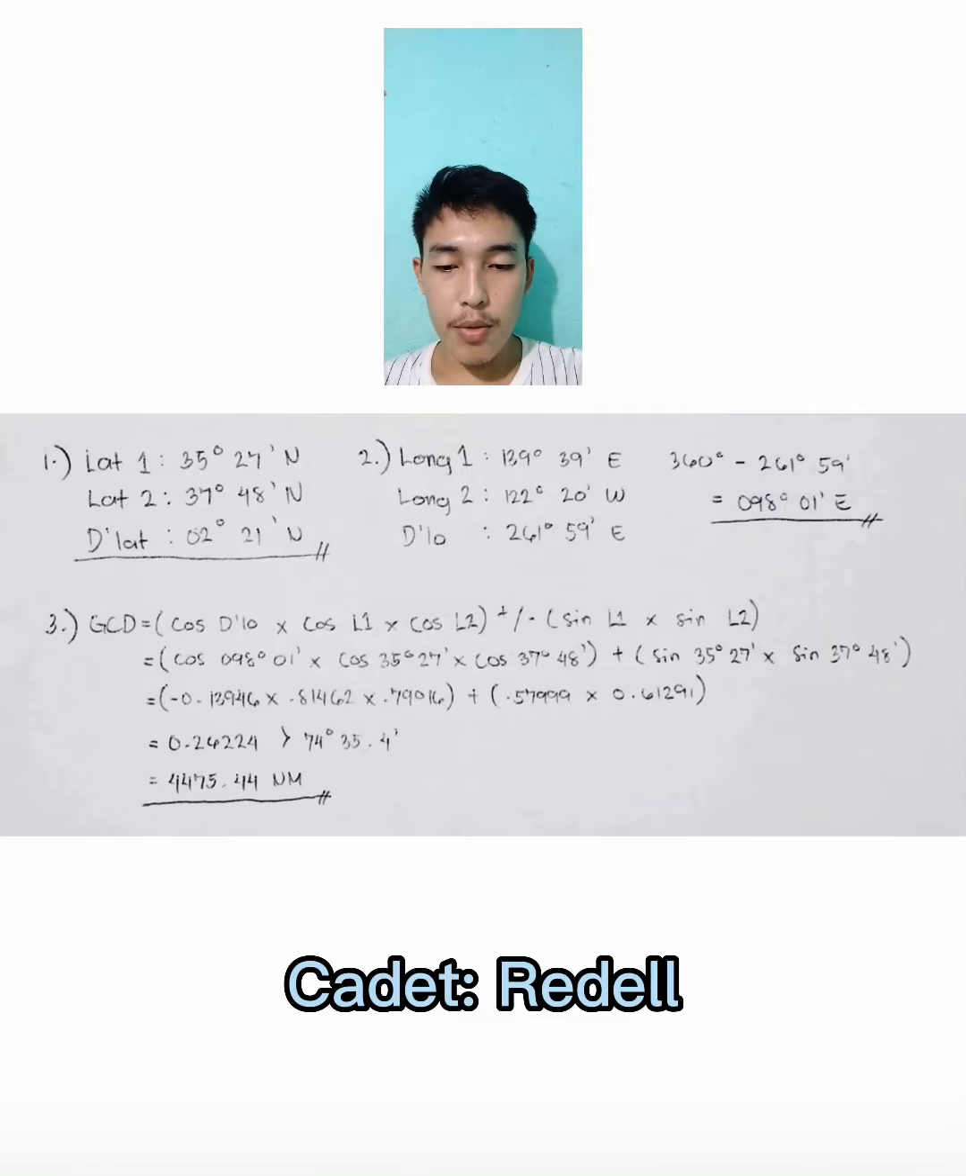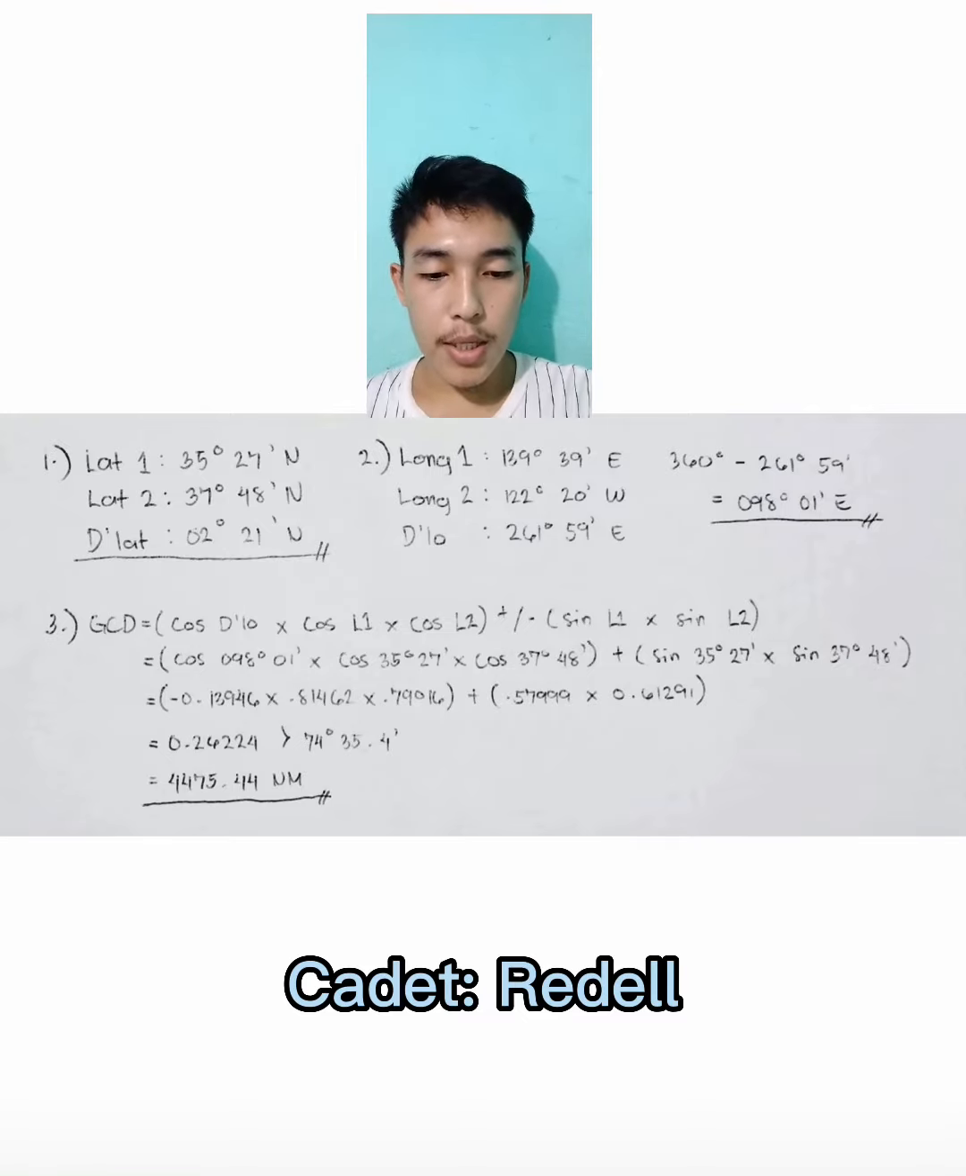So the first thing we need to do is to solve for DLAT, or the difference of latitude. So we have our given here: latitude 1 35 degrees and 27 minutes north, and latitude 2 37 degrees and 48 minutes north. So since these two have the same name, therefore we do subtraction. So 37 degrees and 48 minutes north minus 35 degrees and 27 minutes north. There we got the difference of 2 degrees and 21 minutes north.